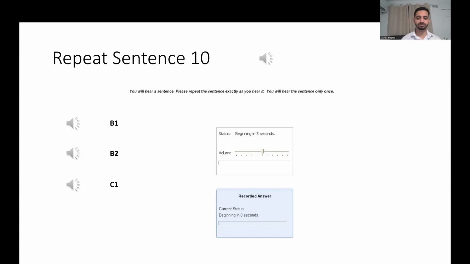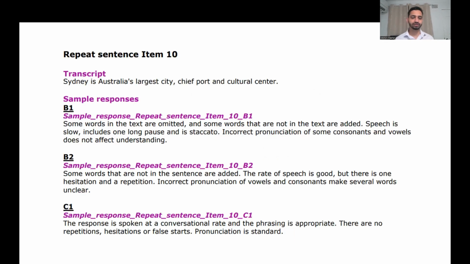Beautiful. I think it was a good one. So you can read, you know, there was no hesitation, pronunciation standard. You got C1, very good. Sydney is Australia's largest city, chief port, and cultural center. Three things: largest city, chief port, and cultural center.